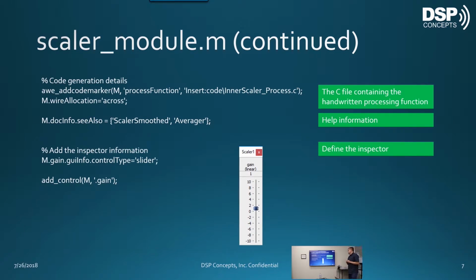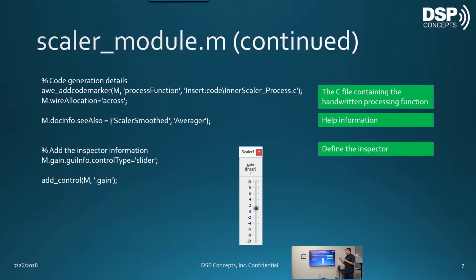What you do now is you basically tell MATLAB, hey, I'm going to use the following file, innerscalarprocess.c. So that's the C code that I hand wrote. We'll look at that in a minute. That does the processing function for this module.